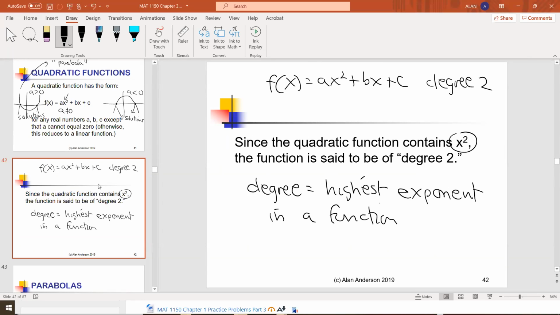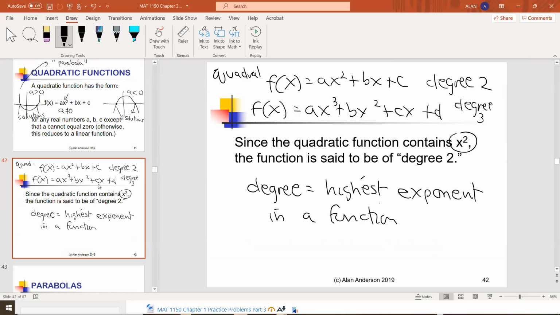If you move it up one step, f of x equals ax cubed plus bx squared plus cx plus d. Well, it should be pretty clear that this is degree 3, and this is also what we know as a cubic equation. Here's quadratic, and here's the cubic one.